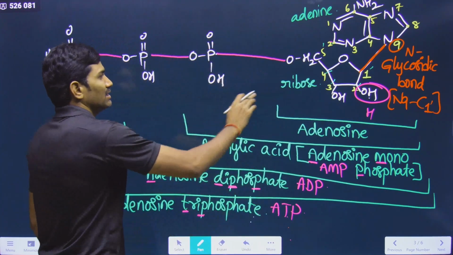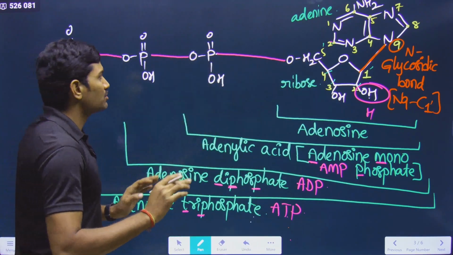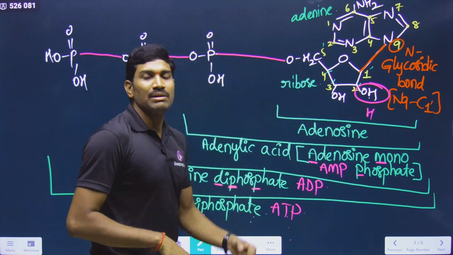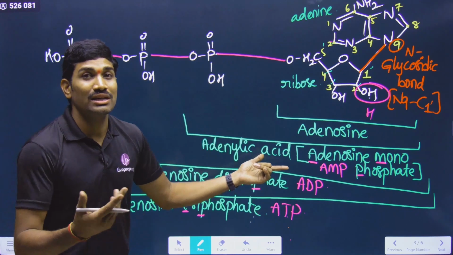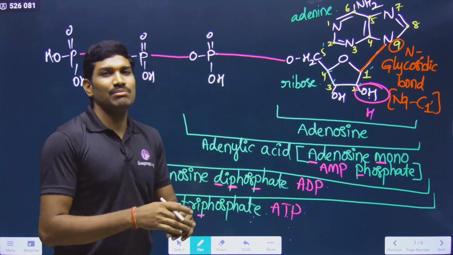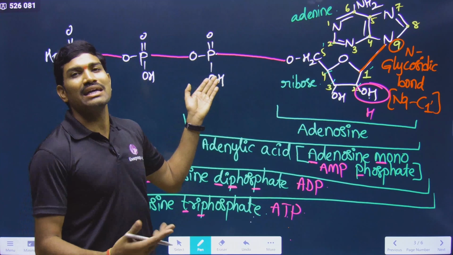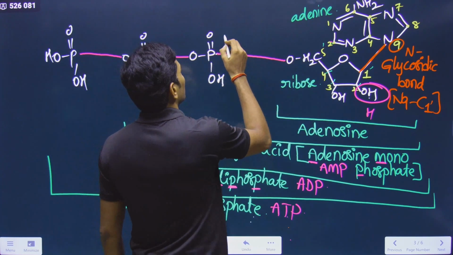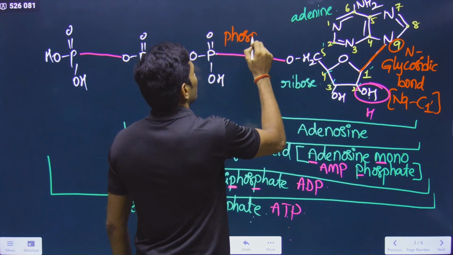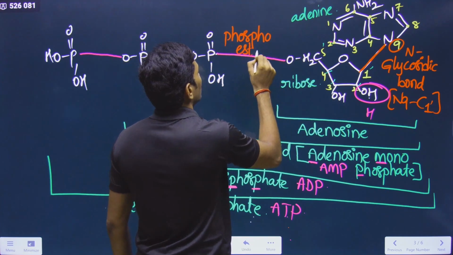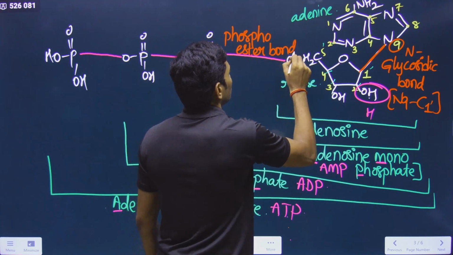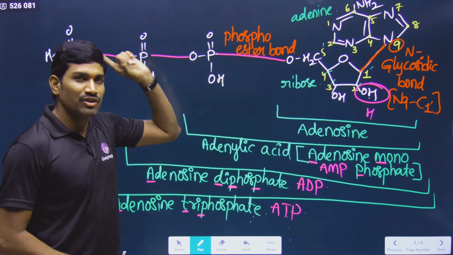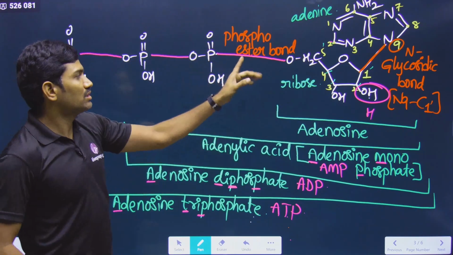Next one, let us see. Between sugar and first phosphate. This is the acid, right? Whatever it is, acid, and this is the alcohol. Between acid and alcohol, what is the bond that is formed? That is called an ester bond. If it is an organic acid, simply we call it an ester. But this is phosphoric acid. Phosphoric acid and alcohol, what is the bond called? This bond is called a phosphoester bond. Many students are making a mistake. They are writing this as phosphodiester. That is wrong. It is not phosphodiester. It is phosphoester. It is a single ester bond only. Fine.